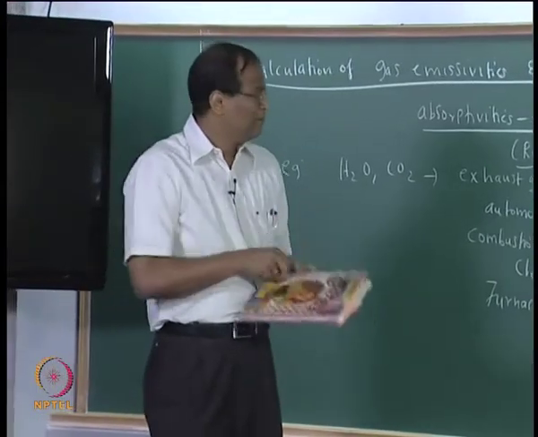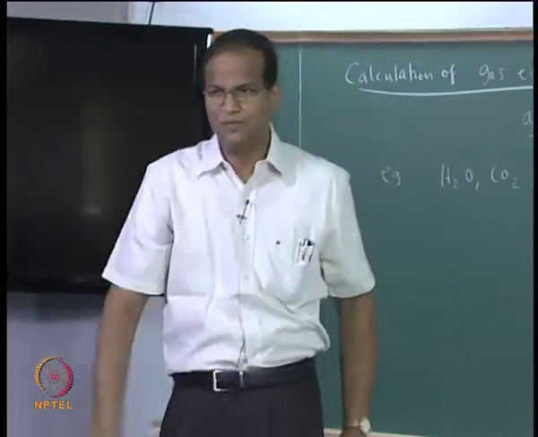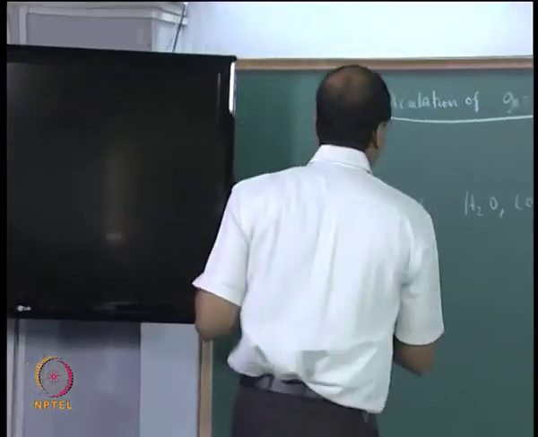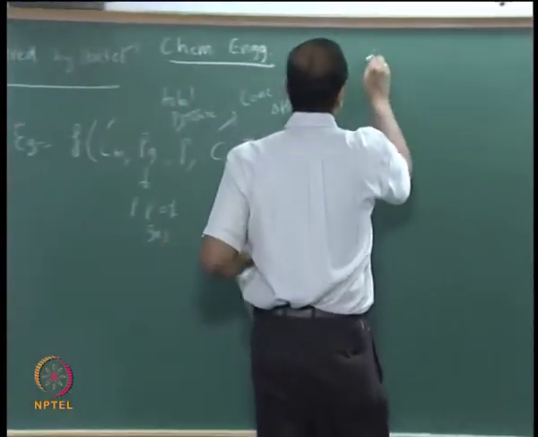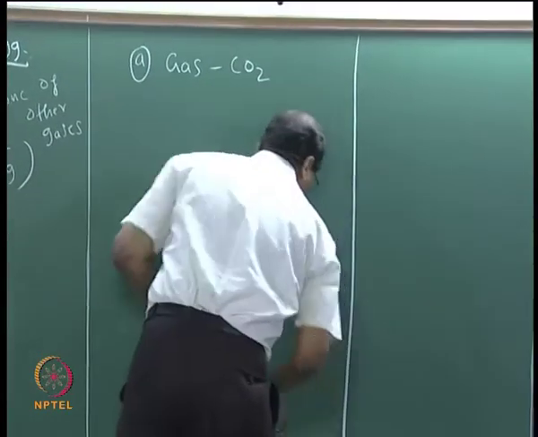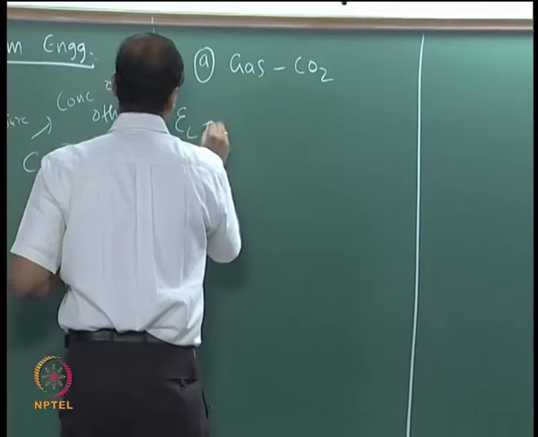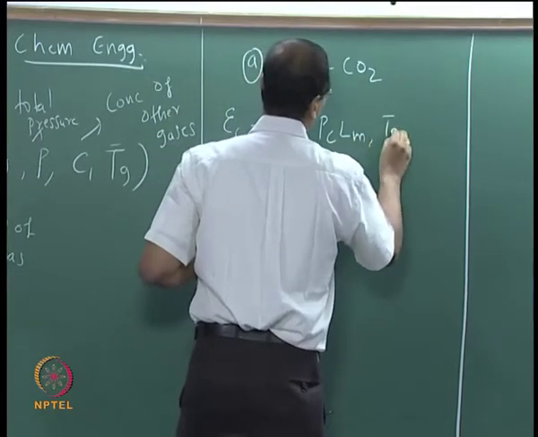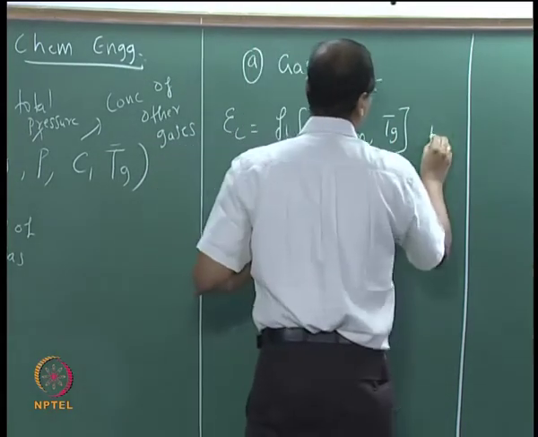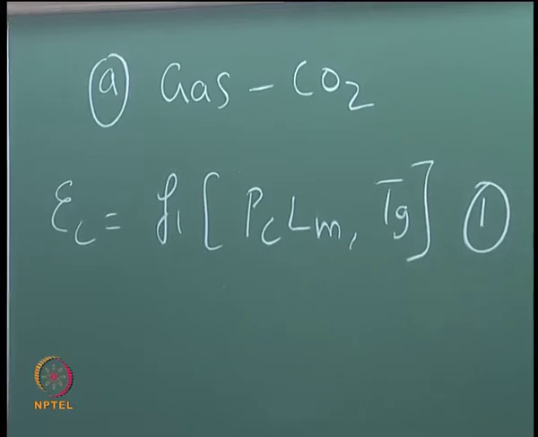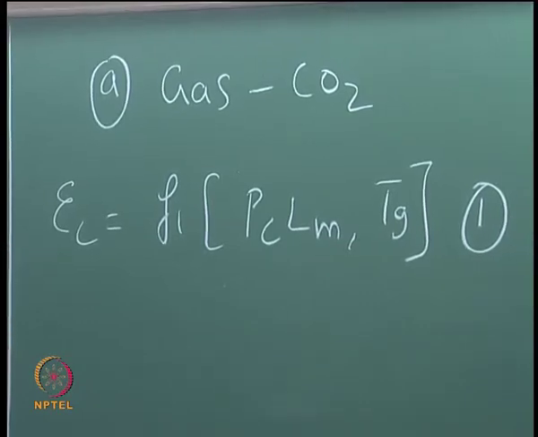Now principally we are considering two gases, as please look at your charts. So we will have both carbon dioxide and water vapor. Now we will start with carbon dioxide. The emissivity of the carbon dioxide is a function of the product of the partial pressure of carbon dioxide multiplied by the mean beam length, and the gas temperature.